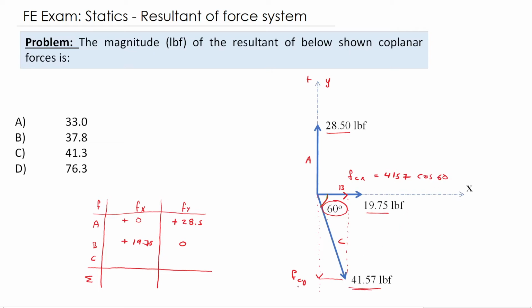Now, for f of cy, it should equal the force itself, which is 41.57. If the angle is not enclosed between the axis and the force itself, you will use sine of that angle. So it's sine 60 degrees. So 41.57 cosine 60, this is 20.85, and 41.57 sine 60 degrees, this is 36.11.